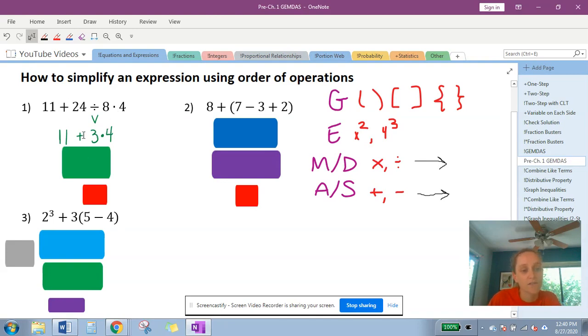And then next, it's either addition or multiplication. And I know that multiplication comes first, so 3 times 4 is 12. And then I bring it down, and then 11 plus 12 is 23. So that's my final answer.